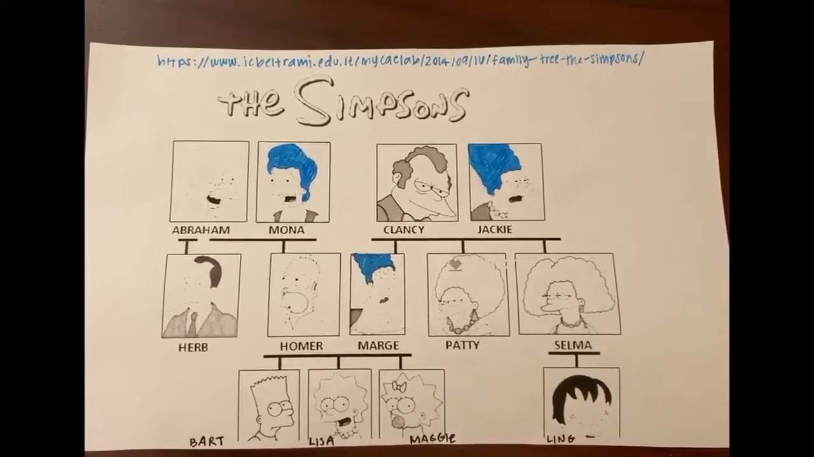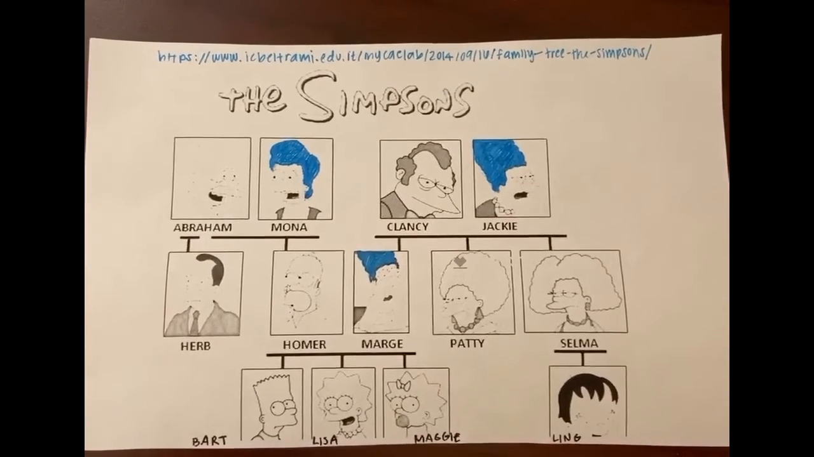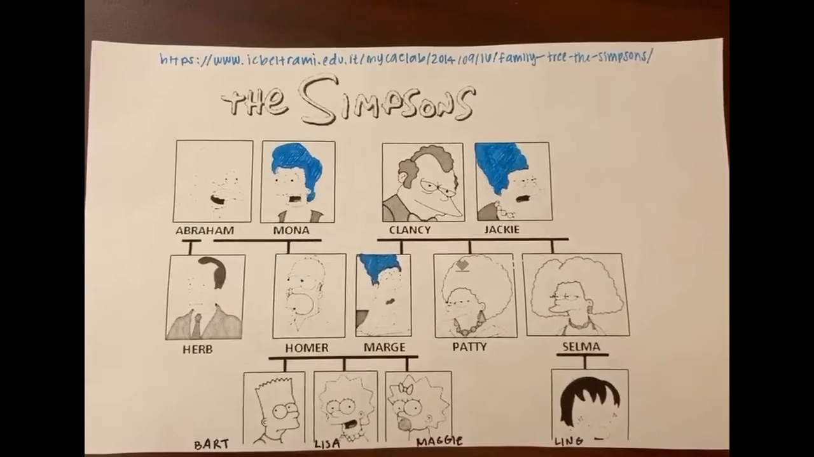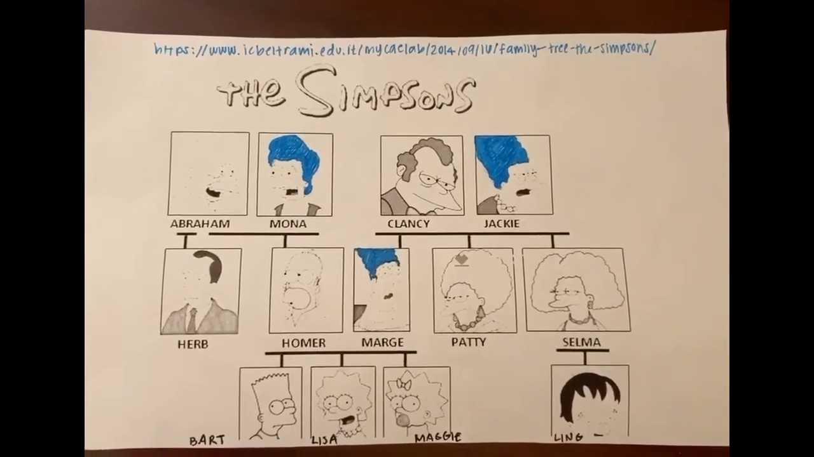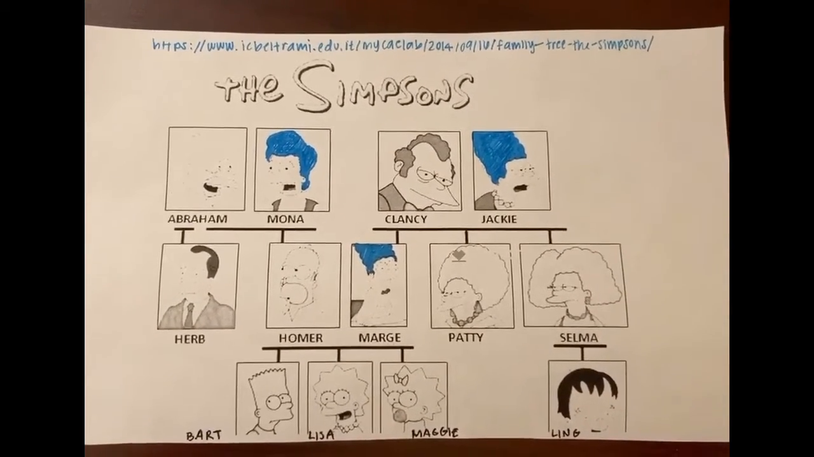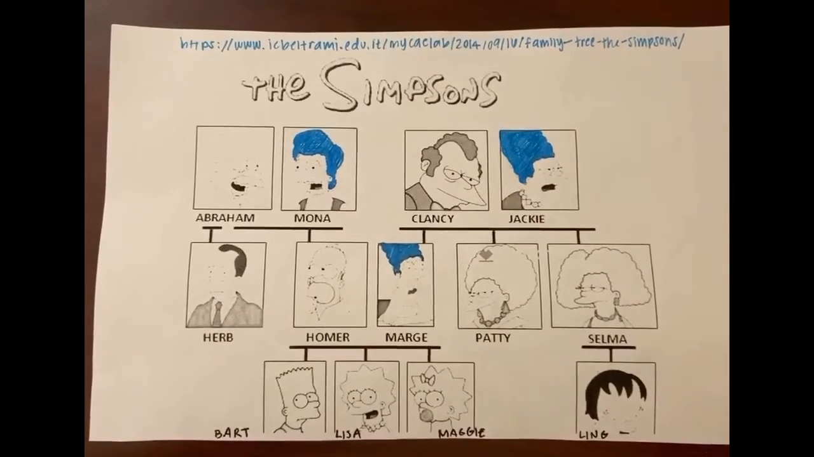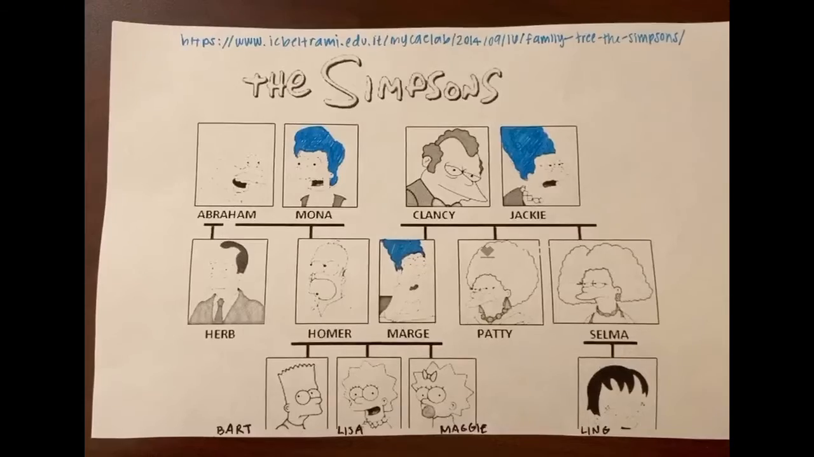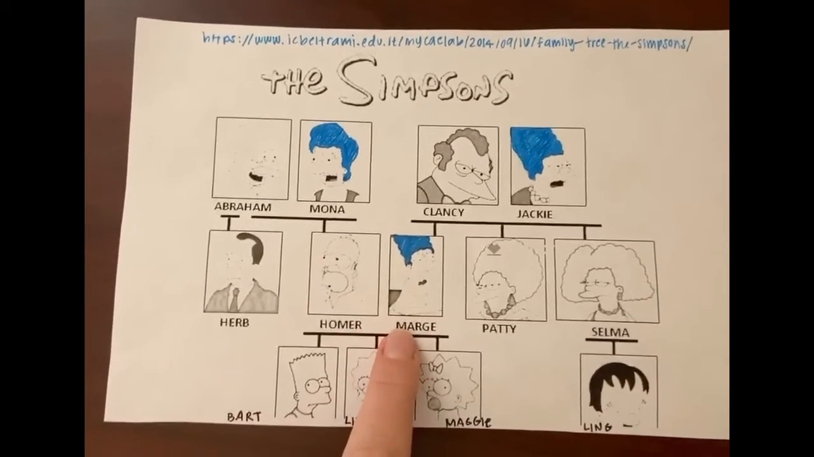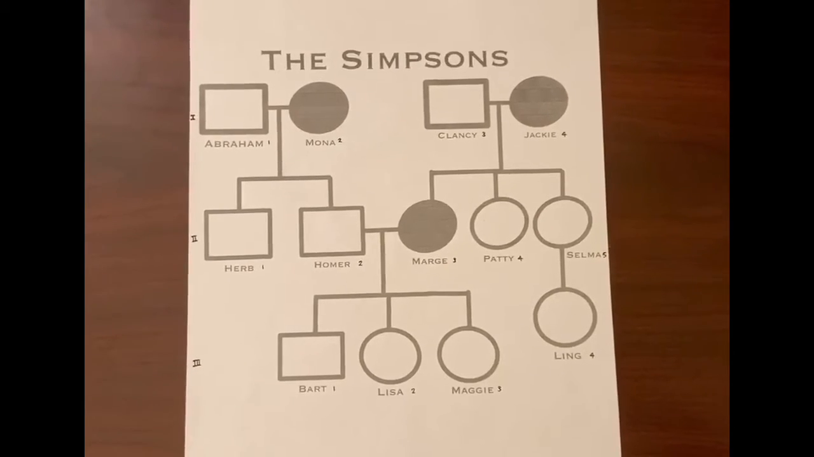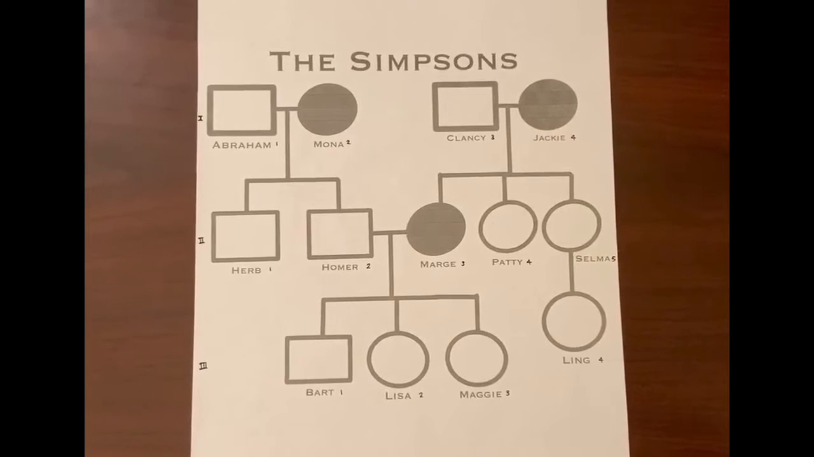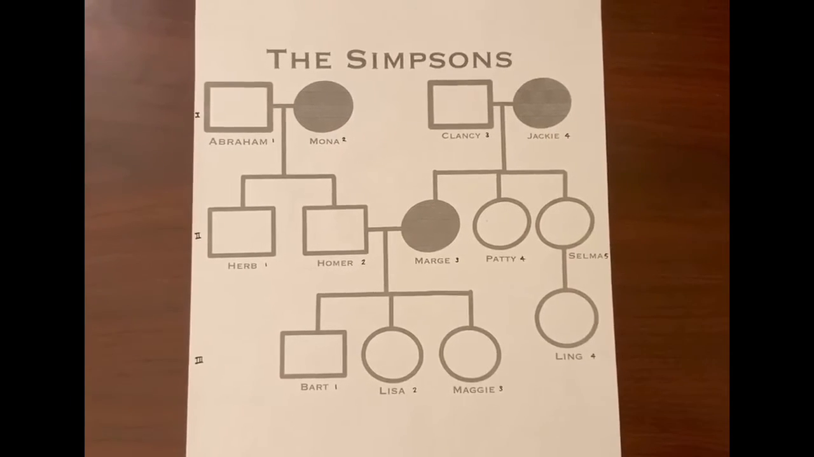In this video, we are going to look at the blue hair trait throughout 3 generations of the Simpson family. So here's essentially the family tree of the Simpsons, sorry for the bad image quality, and I have colored in the members who possess this blue hair trait, that being Mona, Jackie, and finally her daughter, Marge. I have drawn out a pedigree showing which members are affected by this trait, seen in the shaded circles.